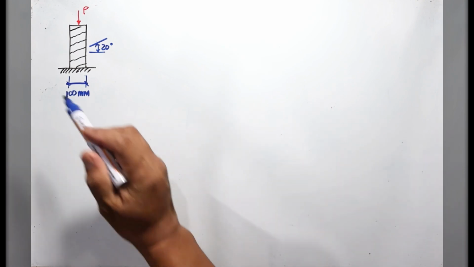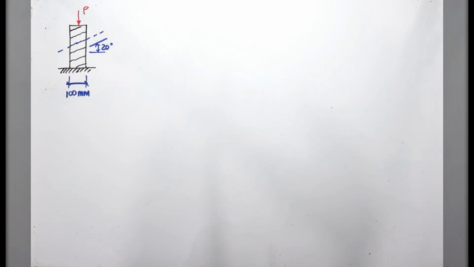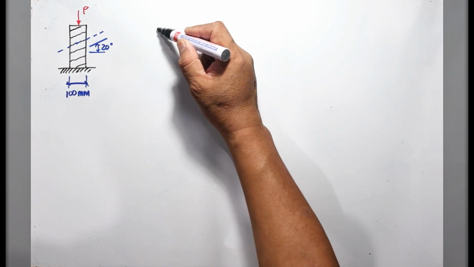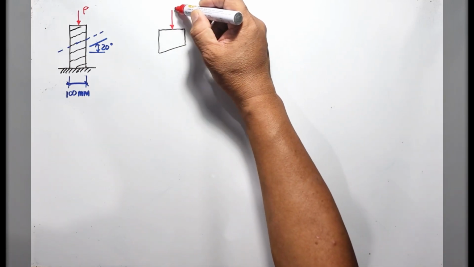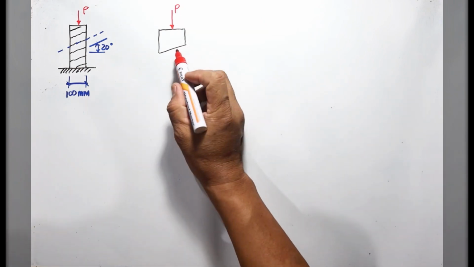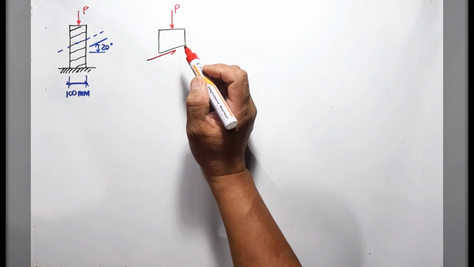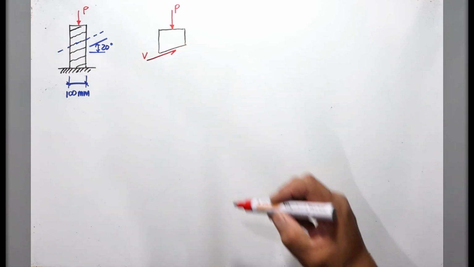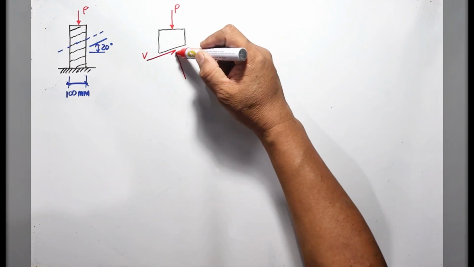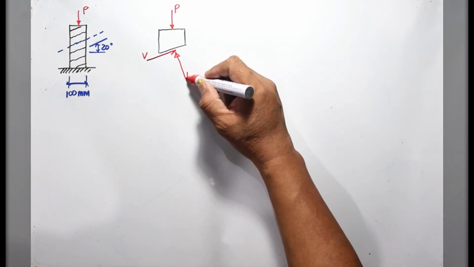So if we are going to cut a section along the grain of the wood, and then draw the free body diagram, the free body diagram would look like this. So we have the external force P, and here we are going to have an internal force along the grain, or parallel to the grain, and that will be the shear force, and another internal force that is perpendicular to the grain, and that is the normal force or the axial force.